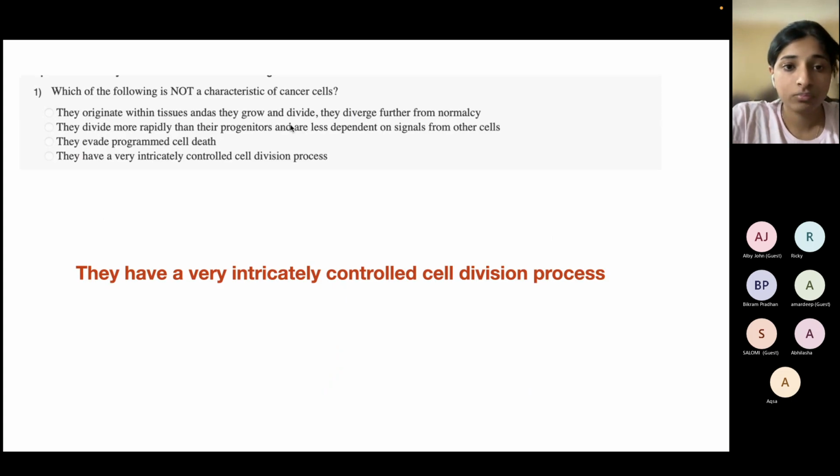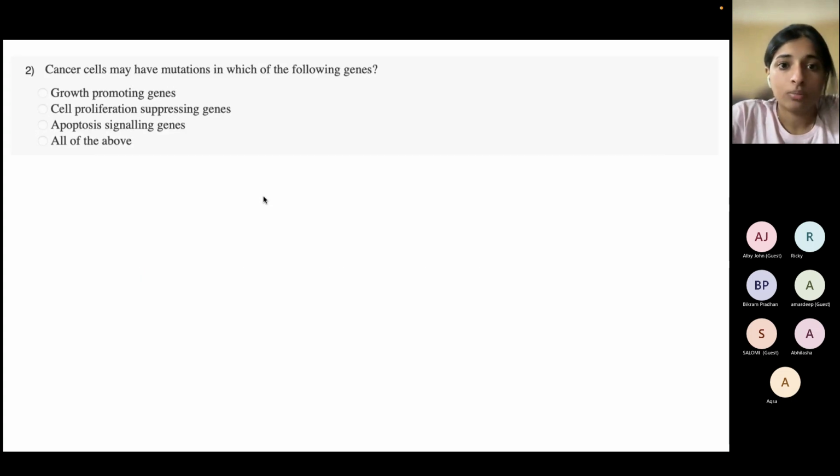So the only option that does not make sense and it's not correct is that they have an intricately controlled cell division process. In fact, we have seen that they lose any control over cell division. They just rapidly divide and do not have any contact inhibition or do not have any adherence requirement for division. Moving on, the second question was cancer cells may have mutations in which of the following genes.